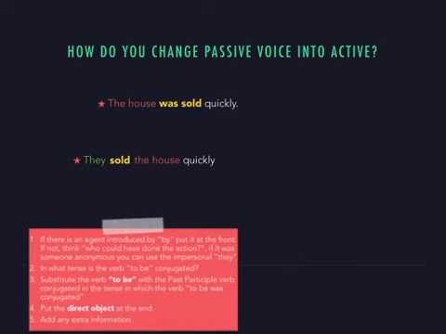And then I put the passive subject, which is the direct object, the house, and then whatever extra information we have, quickly. And there you go. That's how you change the passive voice into the active, and you have the three different situations: where you do have an agent, the second one where you don't have an agent but you can figure out who it was, and the third where you don't have an agent and you really don't know who it was, so you just use the impersonal they. So good luck and keep memorizing and reviewing these examples.